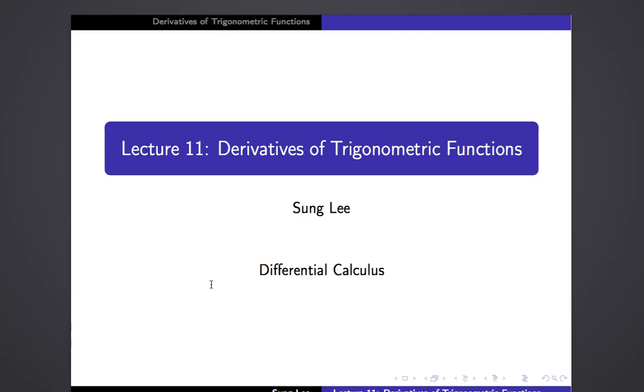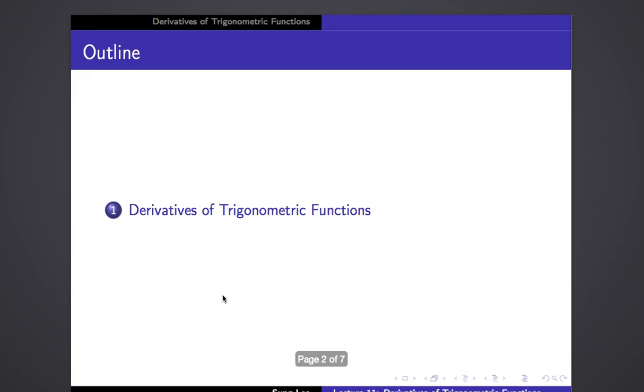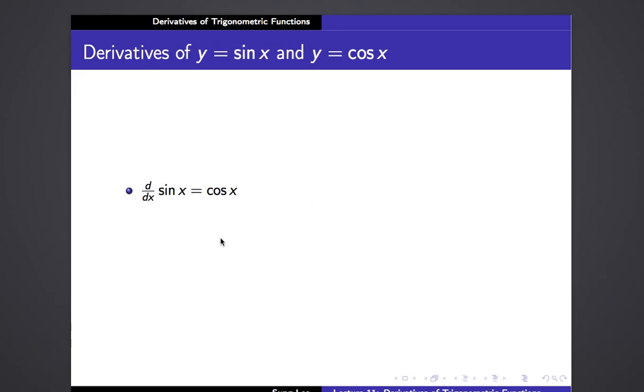In this lecture, we study the derivatives of trigonometric functions. We start with derivatives of y equals sine of x and y equals cosine of x. The derivative of sine of x is given by cosine of x, and also the derivative of cosine of x is given by negative sine of x.